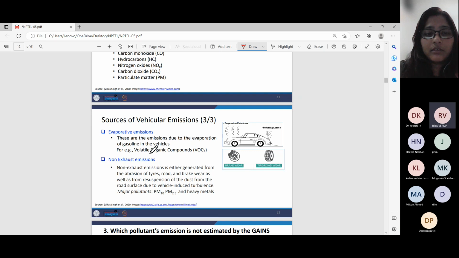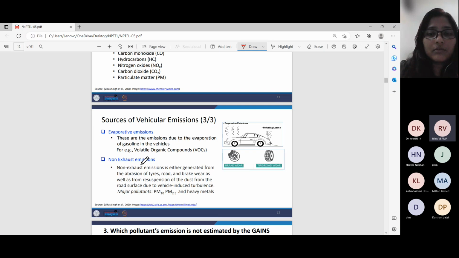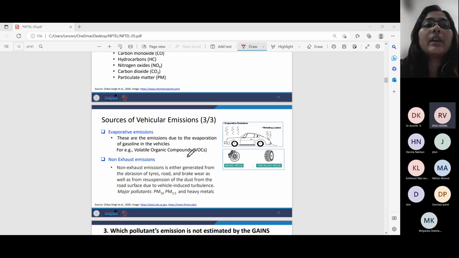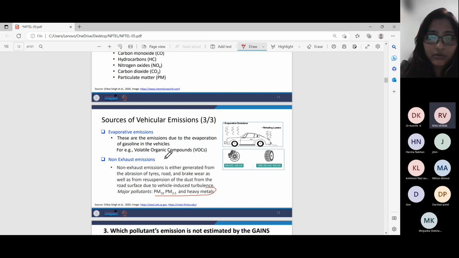Non-exhaust emissions, as explained, these are the abrasion of tires, road, and brake wear, as well as resuspension of the dust, explained earlier. The dust that gets settled on the surface of the road due to the motion of those vehicles gets resuspended in the environment, and this further leads to an increase in the amount of particulates in the environment. So basically, among all the vehicular emissions, the major pollutants that we can observe are your PM10, PM2.5, and your heavy metals. These are the major amount of emissions that we can observe.